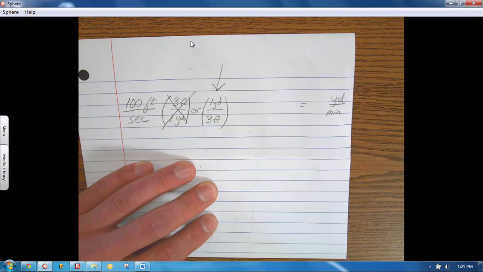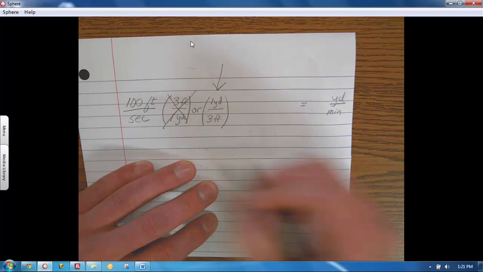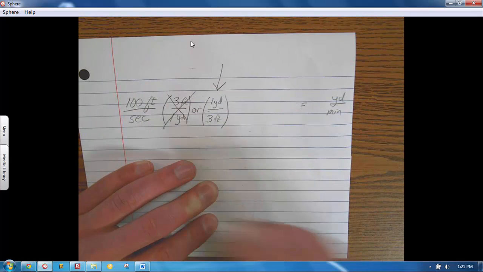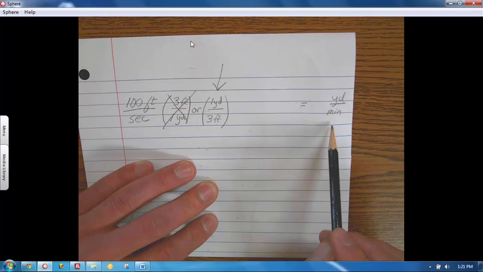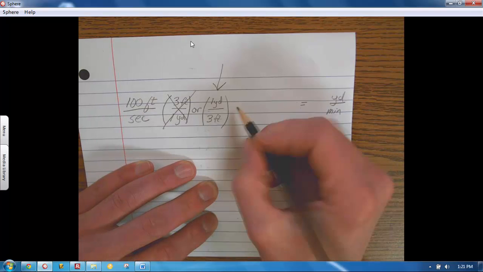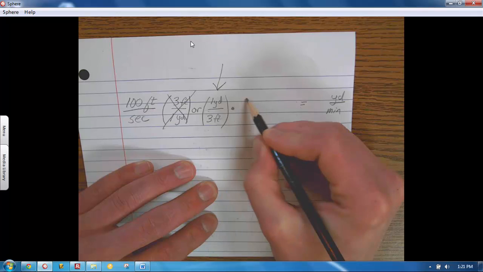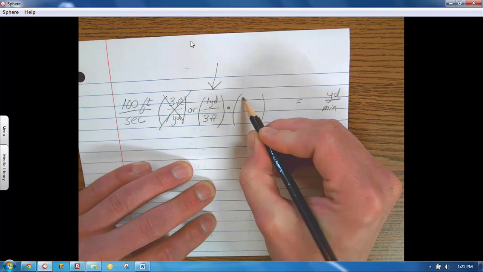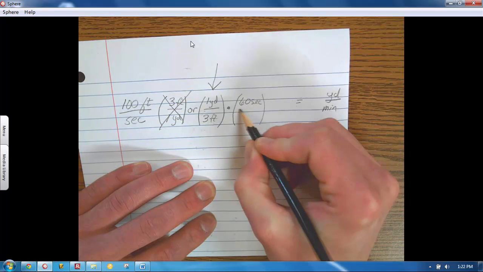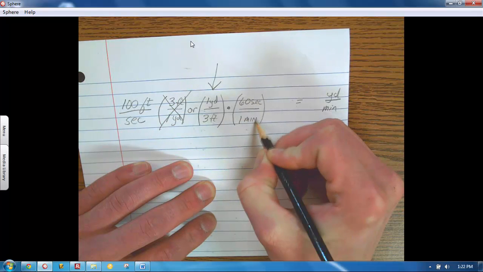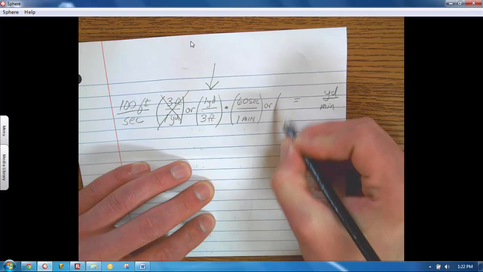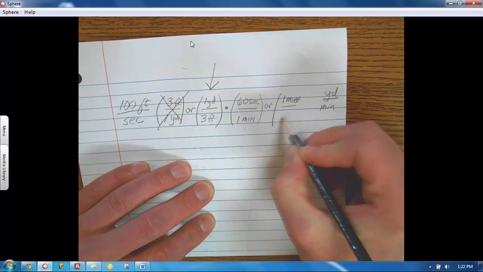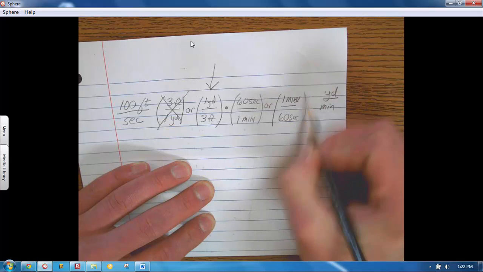Okay. And then the next thing we're going to do, we're going to go from seconds on the bottom to minutes on the bottom. So then we're going to multiply. Again, we choose our two conversion factors. There are 60 seconds in 1 minute, or 1 minute has 60 seconds.